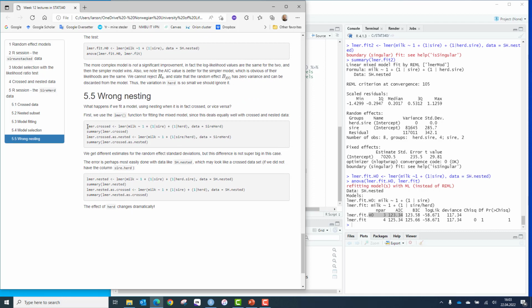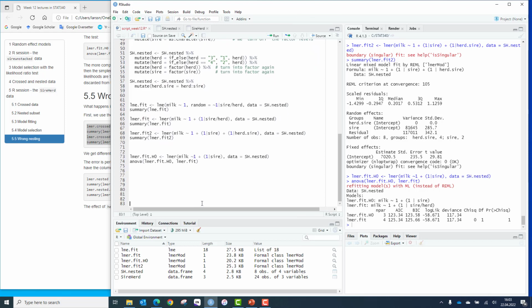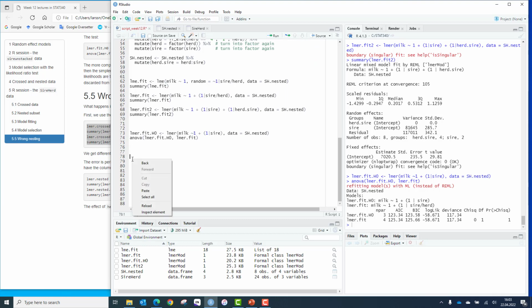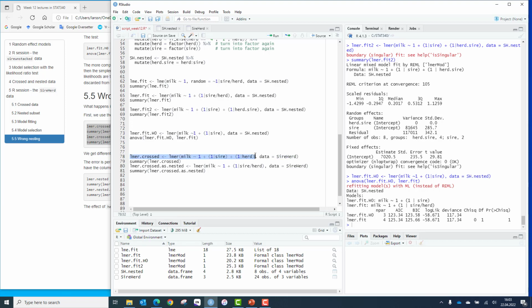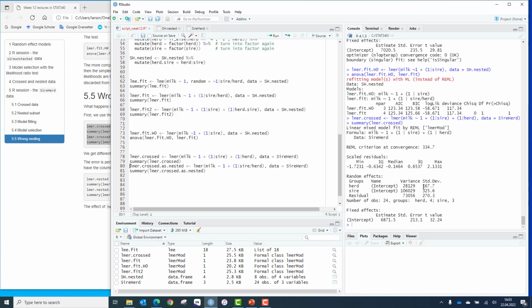Let's finally have a look at how things can go wrong if we confuse crossed and nested data. Let's first look at the full data set where we had a crossed data set. We have the full data set, right? Crossed data. We fit a model as if the data are crossed. So this is sort of the correct way of doing it. And here is the output. We estimate the standard deviations for herd and for sire. So for this full data set, herd really had some variance, but much smaller than sire.